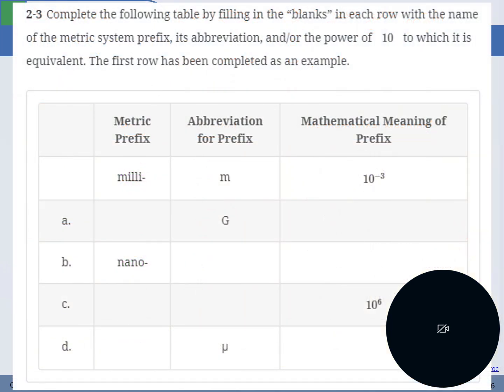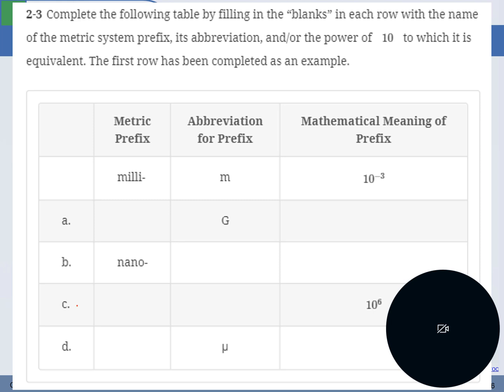This brings us to one of our first learning checks for this chapter. We're going to try to fill in the prefix or mathematical value dealing with that prefix. So I always encourage you to pause the video and try to stop and see if you can get the answers. Otherwise, let's get right to it.